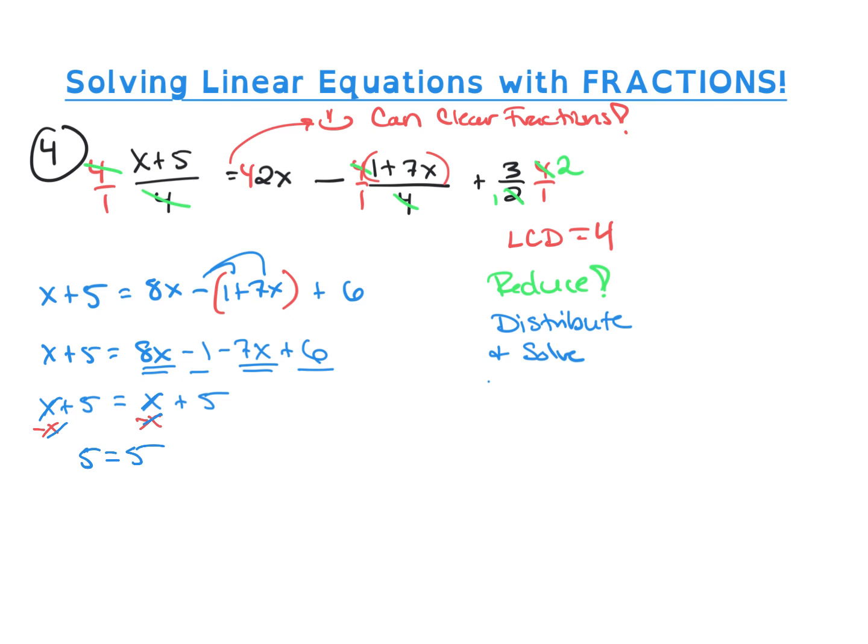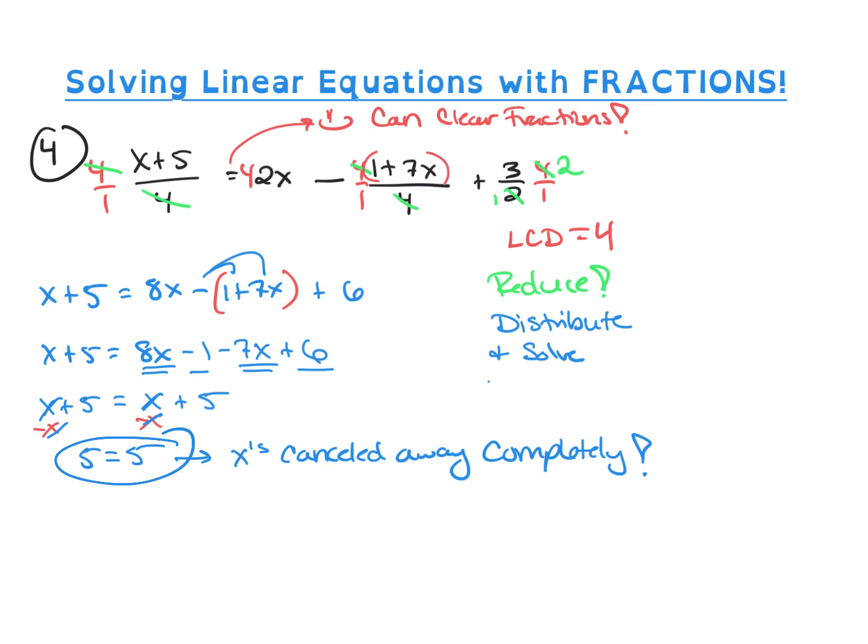If you had done it a different way, you might have ended up with 0 equals 0. But what's important is the x's all canceled away completely. That never happens. All of our x's went away. We don't have x equals 5, but we don't have x's at all. So in that case, when the x's cancel away completely, you want to ask yourself, is this statement that you have here true or false?